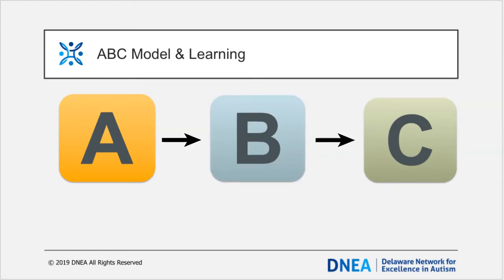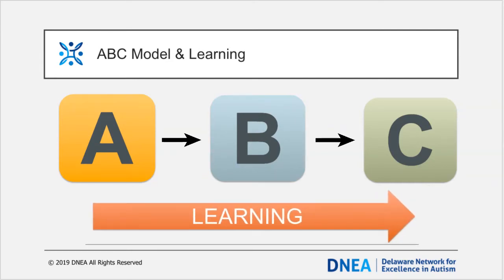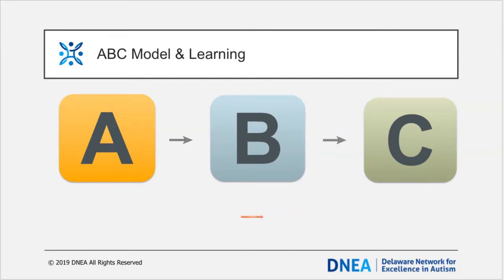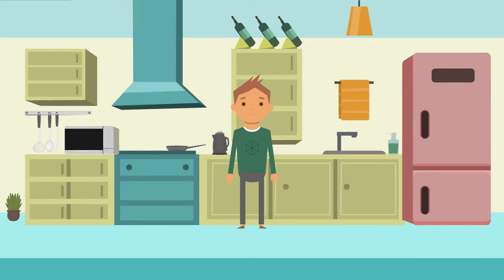As an individual interacts with their environment and accumulates experiences, behavior will change, or in other words, that individual will learn. This learning can occur naturally. For example, a child touching a hot stove and getting hurt learns not to touch the stove or something hot, but sometimes we need to be very explicit about teaching these behaviors.